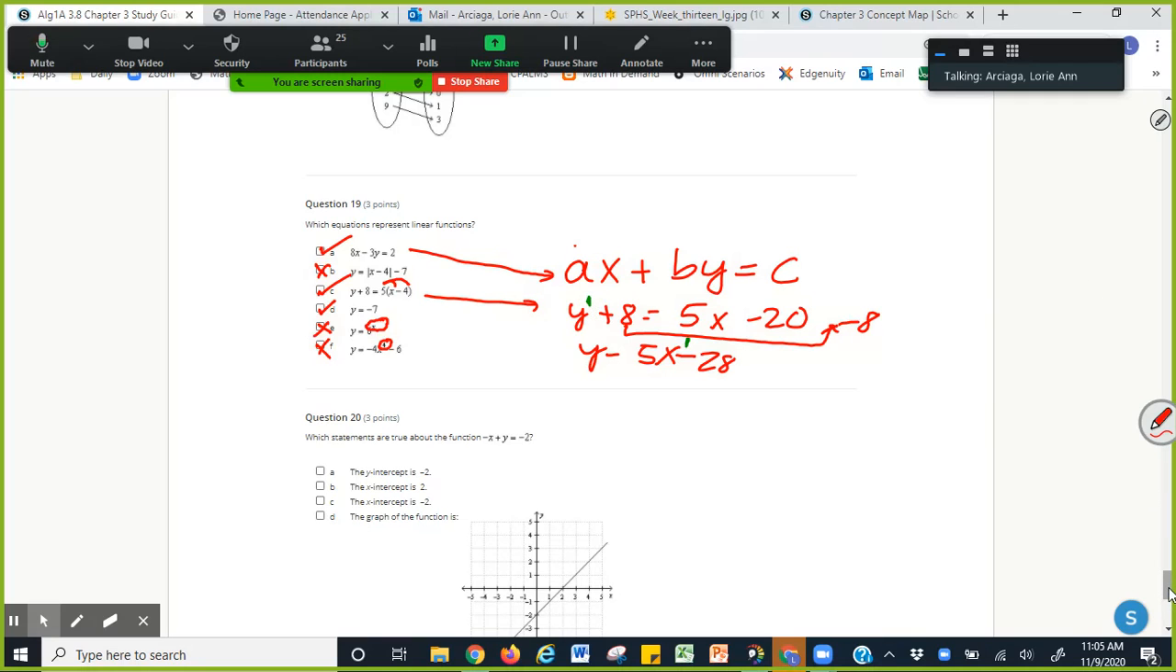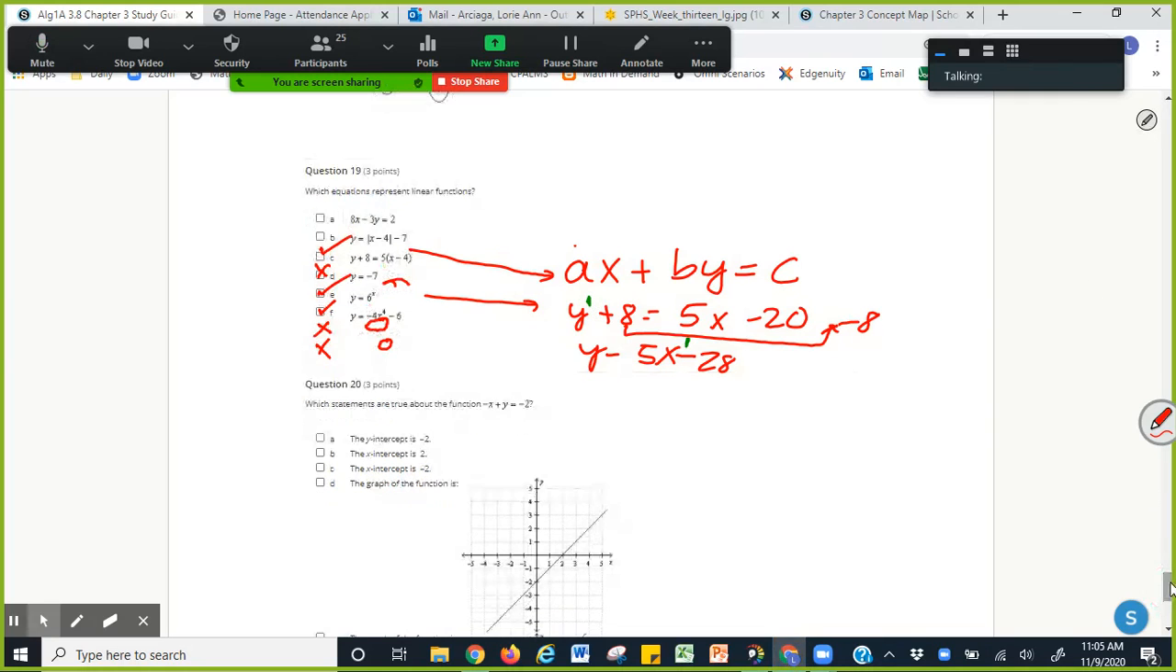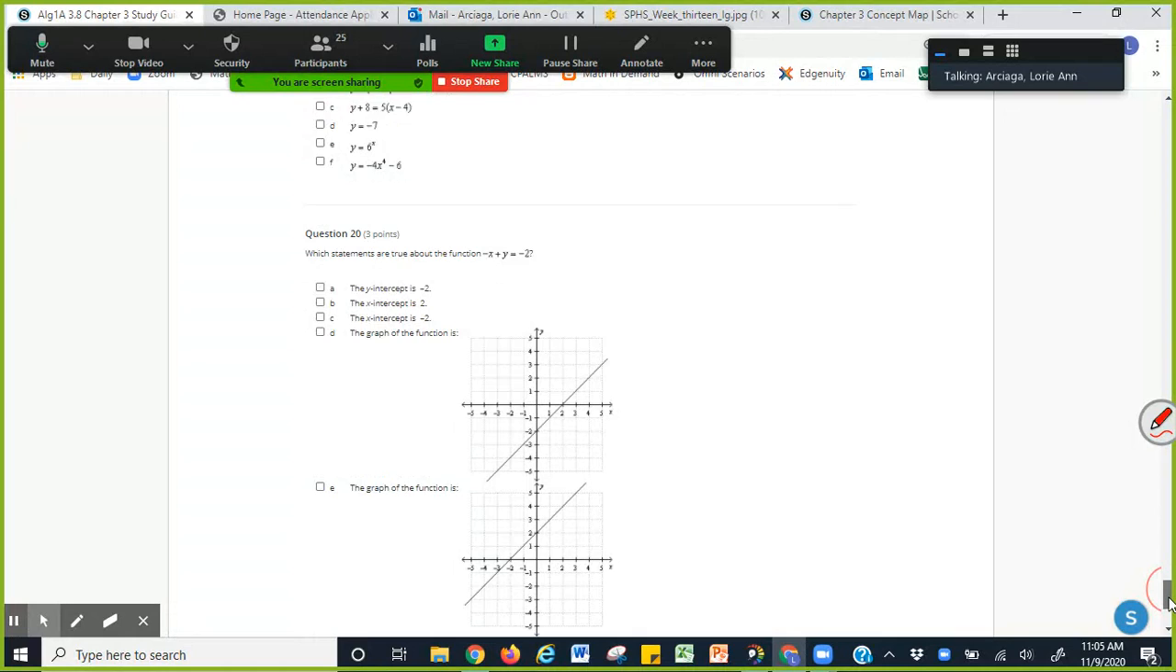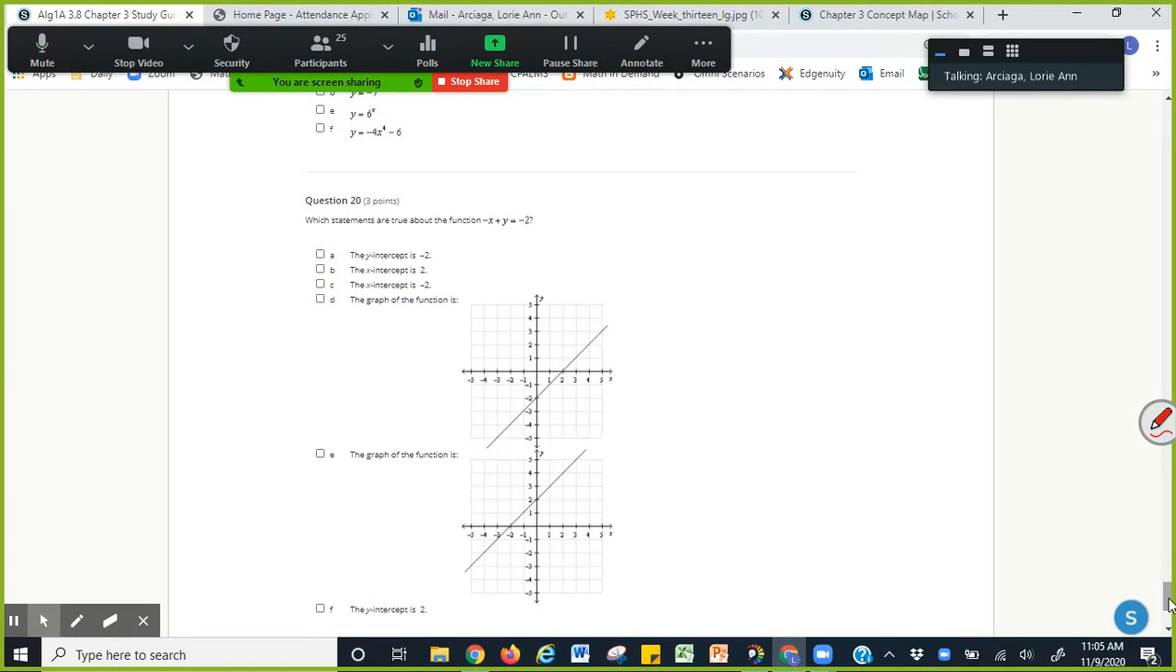Okay, and last but not the least, because I also have an 11:10 class. Okay, so which statements are true about the function? Oh, the y-intercept is -2. How do we do that? If we get the y-intercept, we cover this one, right? So y is -2. That's great.